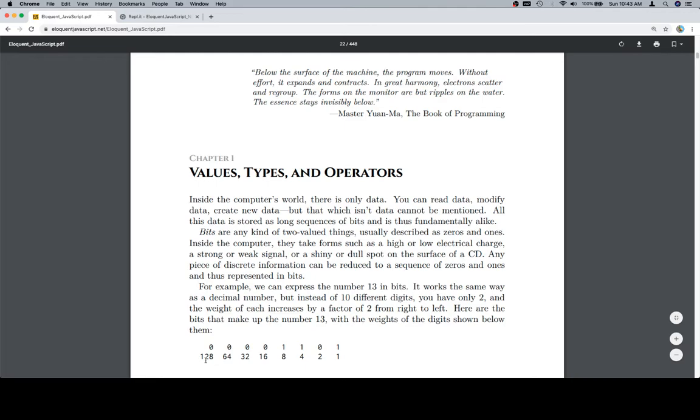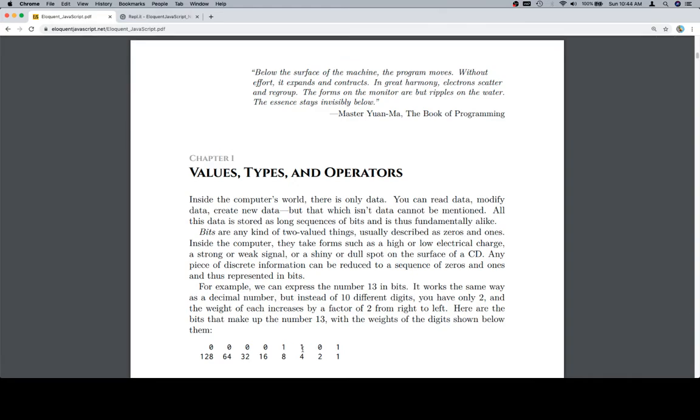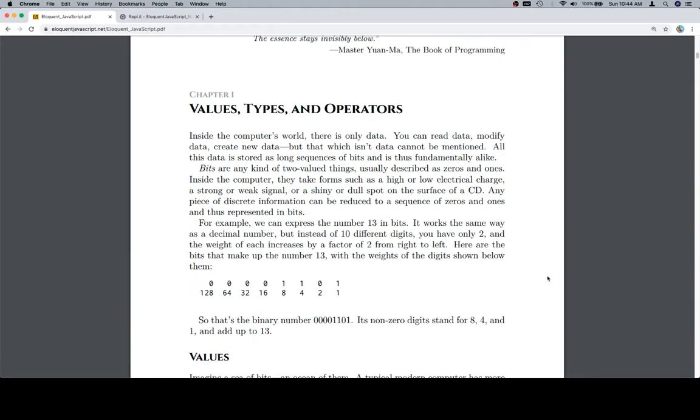So we have 0 for 128, 0 for 64, 0 for 32, 0 for 16, 1 for 8, 1 for 4, 0 for 2, 1 for 1, which is wildly difficult to comprehend. But that's the binary number 00001101. The non-zero digits stand for 8, 4, and 1, and so it adds up to 13.